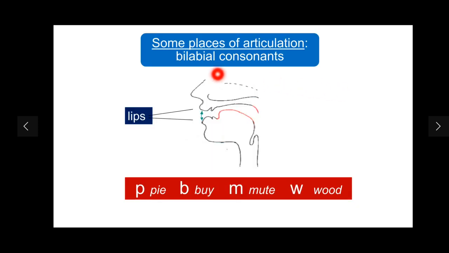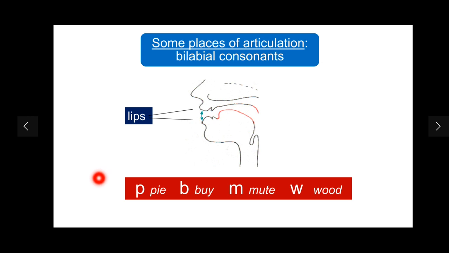Let's first talk about some places of articulation: bilabial consonants. When we say bilabial, what comes to mind? Lips, right? And in lips, upper lip and lower lip. You can see this is the lower lip and this is the upper lip. The sounds which are produced with the help of two lips, upper lip and lower lip, are called bilabial sounds. And when we say bilabial sound, we are referring to place of articulation, right?